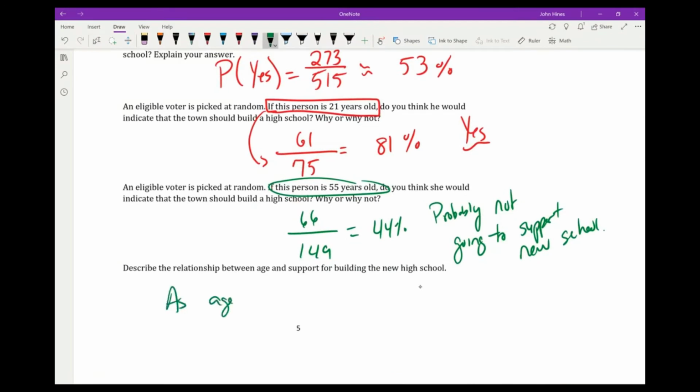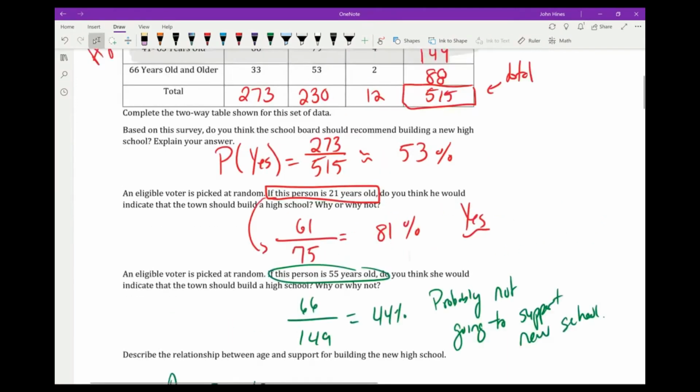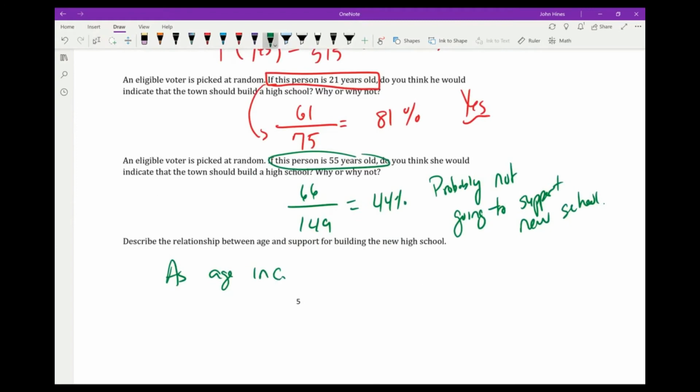As age increases, we see that right here. 81% of that group said yes, but only 44% of that middle age group there said yes. So as age increases, support appears to be decreasing.